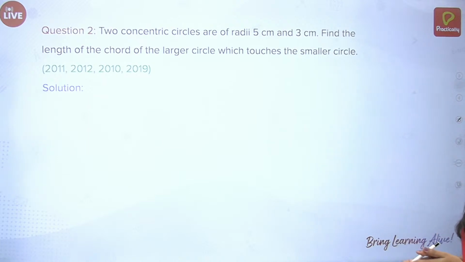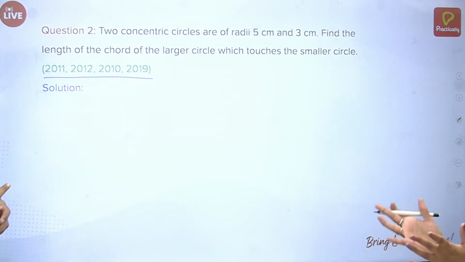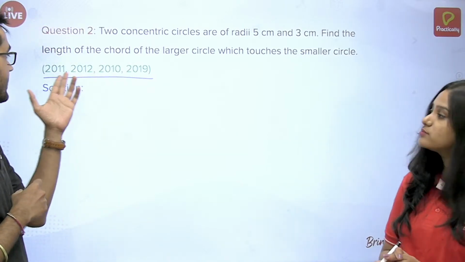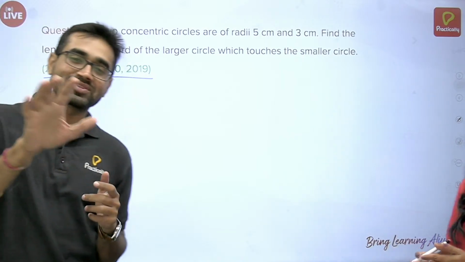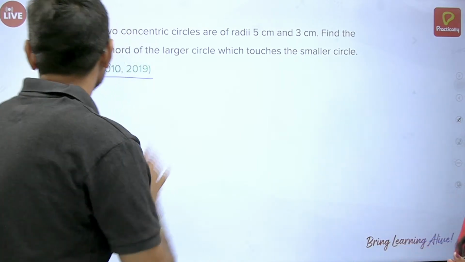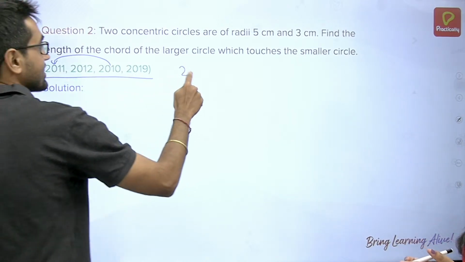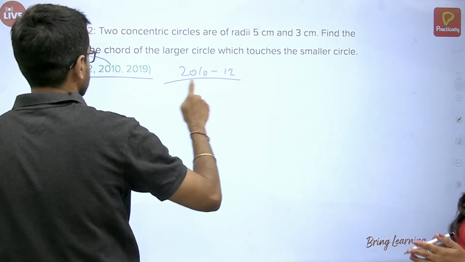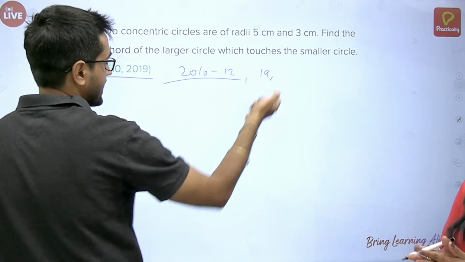Right. So this has also been repeated. Quite a number of years it has repeated itself, like 2011, 12 continuous. Your maths terminology is mistakenly wrong. So it should be 2010, 11, 12. Yeah. So basically it repeated for 3 consecutive years. So it has repeated in 19.